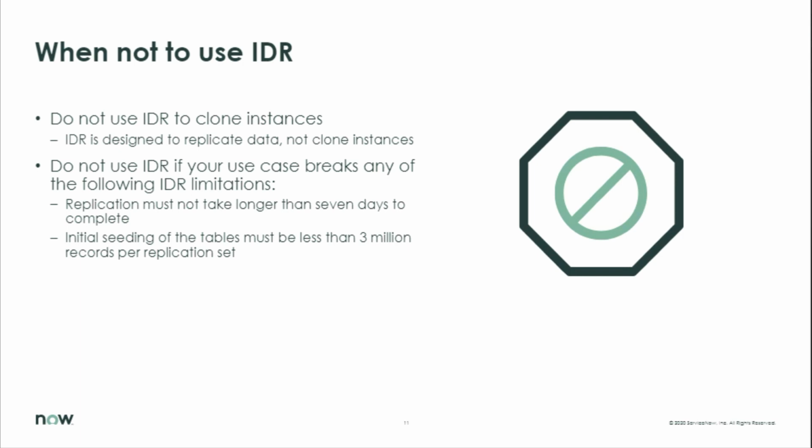And you do not want to use IDR if your replication takes, if you've got an insurmountable amount of data that'll take more than 7 days to complete, that won't work. That's too much data that you need to try and keep synced up. And of course, the initial seeding needs to be less than 3 million records per set, because again, that's a lot of data to push back and forth.